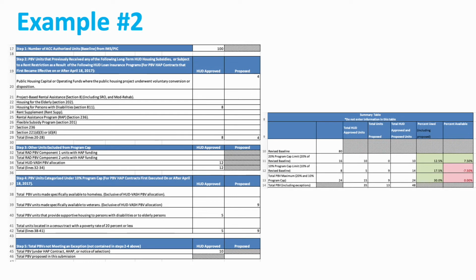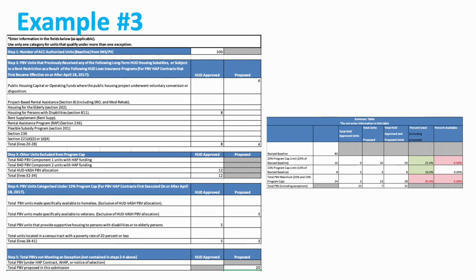This example shows what happens when a PHA exceeds the 10% program cap on exception units. The PHA is proposing to convert 9 units to PBV units specifically for veterans. On line 12 of the summary table, you will see that the worksheet calculates that these 9 units put the PHA over the 10% limit to 17.5%. HUD will reject this proposal for being over the 10% cap for special exception units.